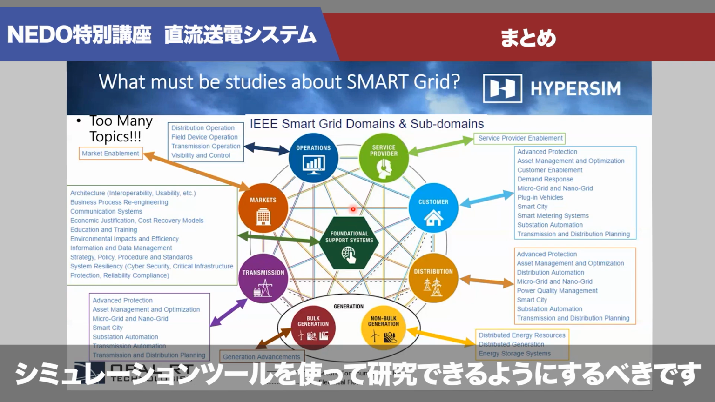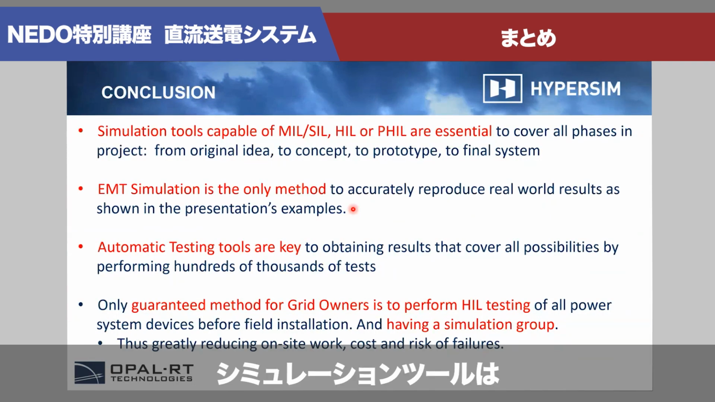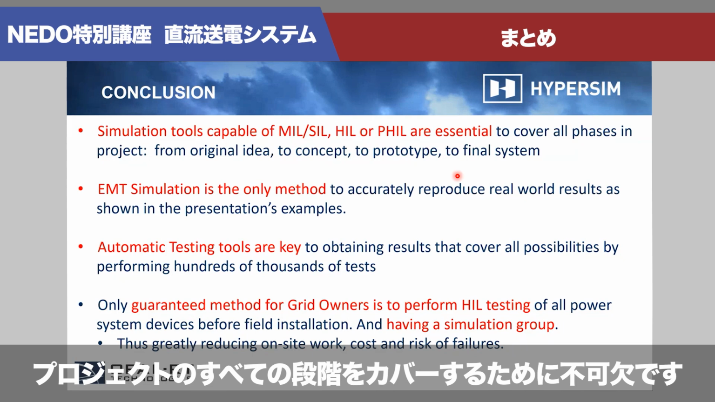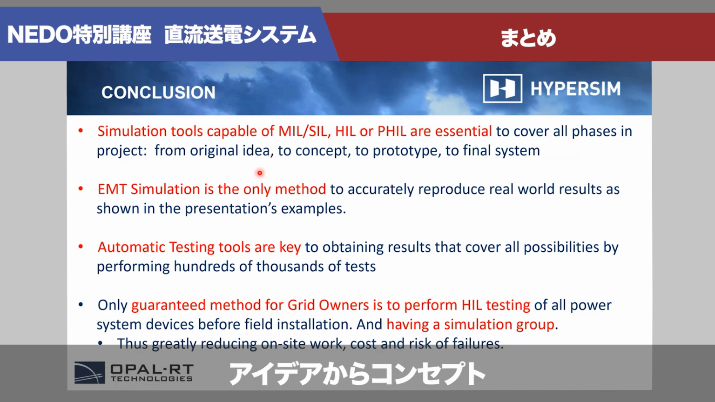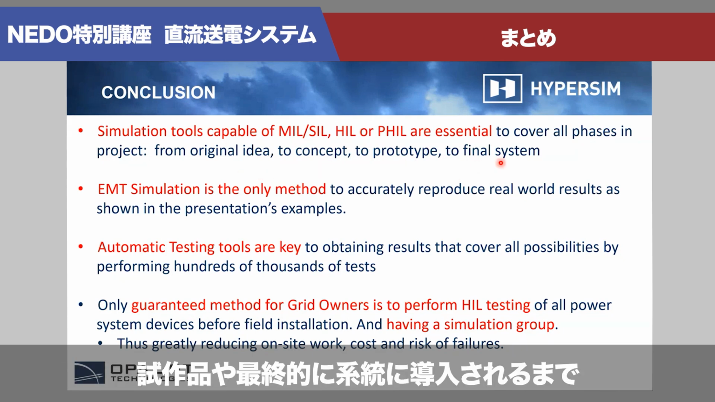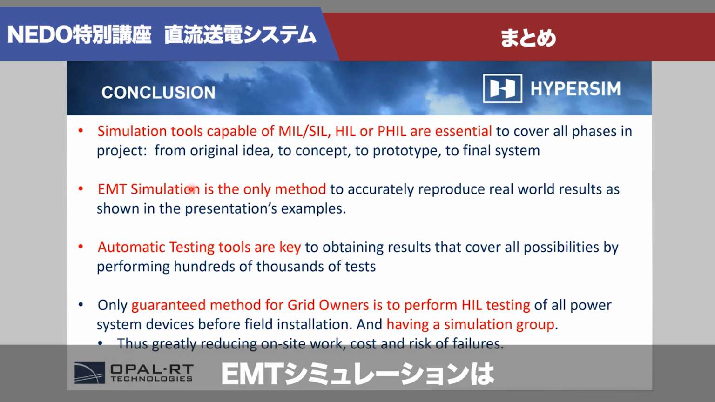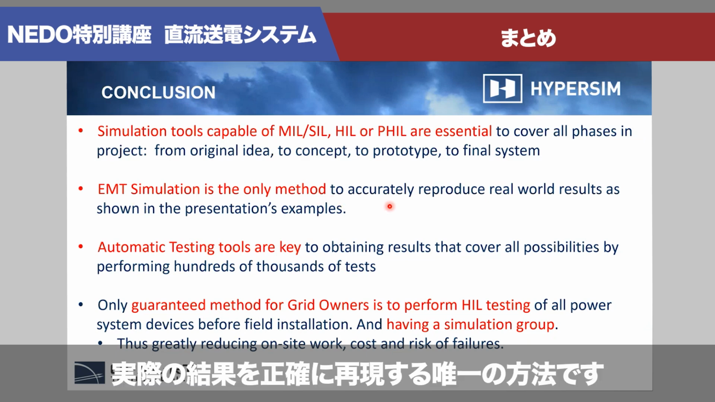So as a conclusion, simulation tools capable of performing offline simulation and hardware-in-the-loop simulation are essential to cover all phases of a project, from the original idea to the concept, to the prototype and the final system installed on the grid, making the commissioning much faster. EMT simulation is the only method to accurately reproduce a real-world result.